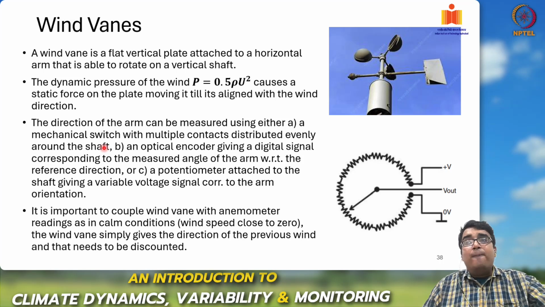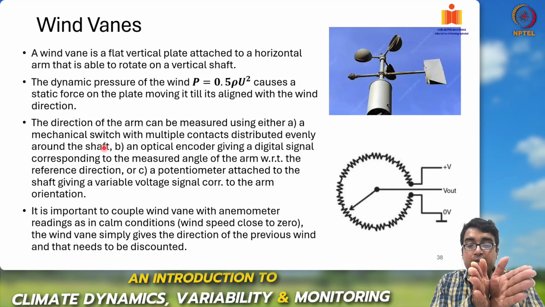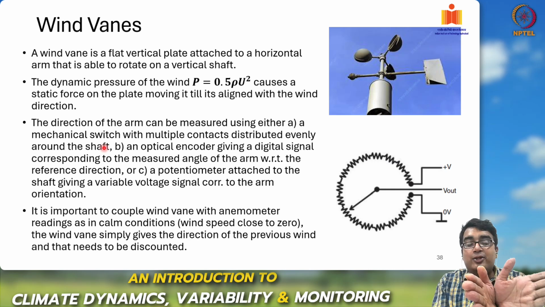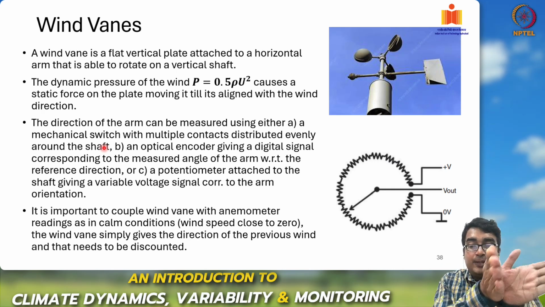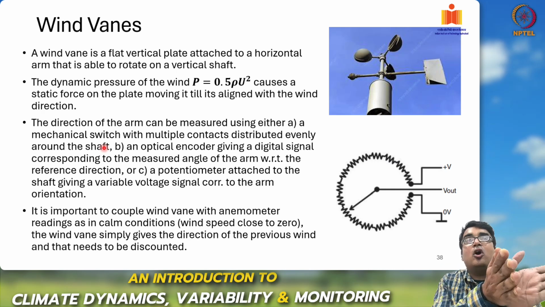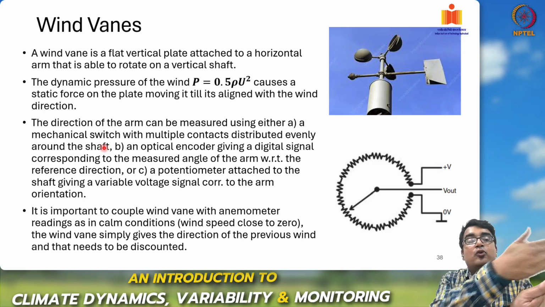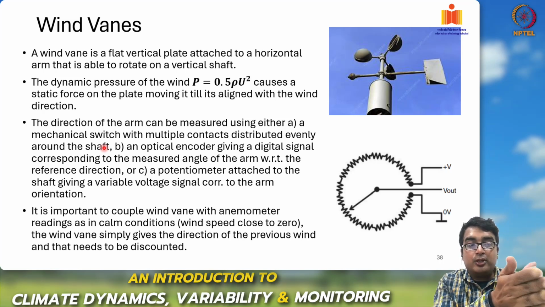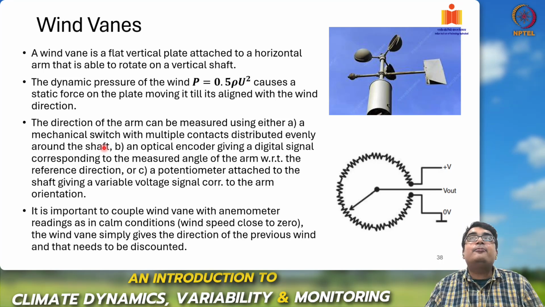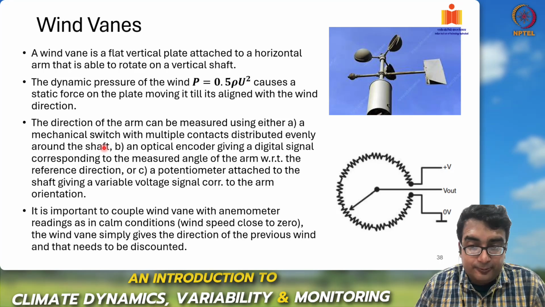Another option is an optical encoder with a digital signal corresponding to the measured angle of the arm with respect to a reference direction. Suppose the arm moves and sweeps a certain angle theta with respect to a certain reference direction, say the north direction, and the wind vane is oriented at an angle theta with respect to the north. Then that angle is measured using an optical sensor which gives a digital signal.